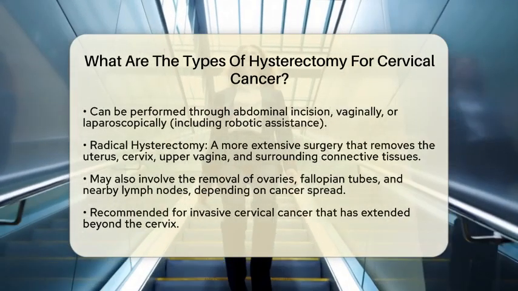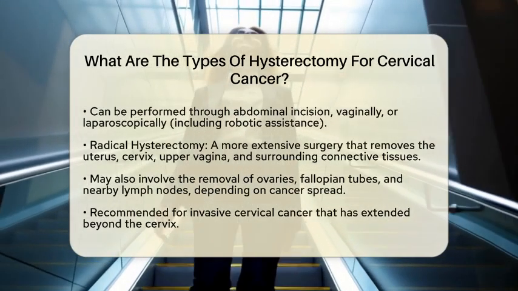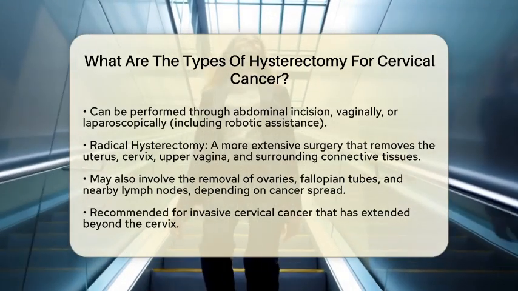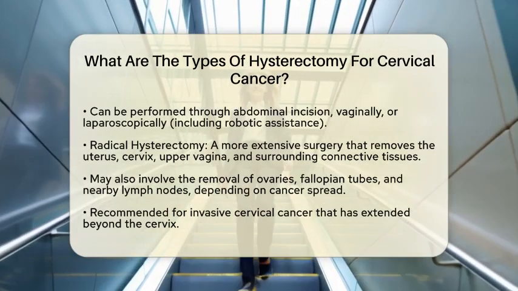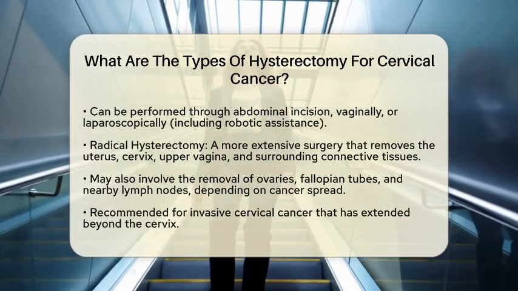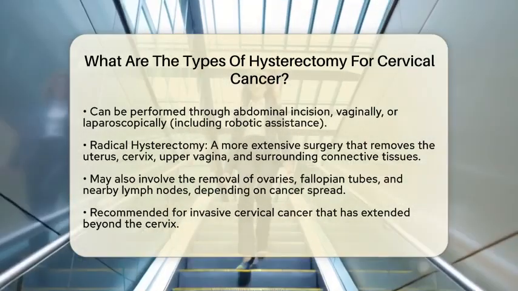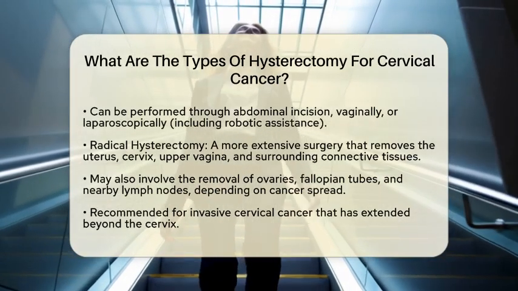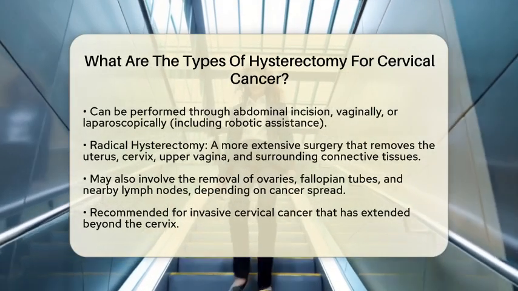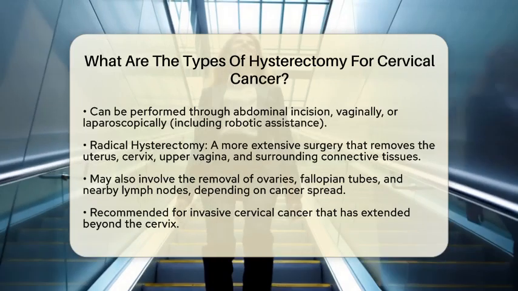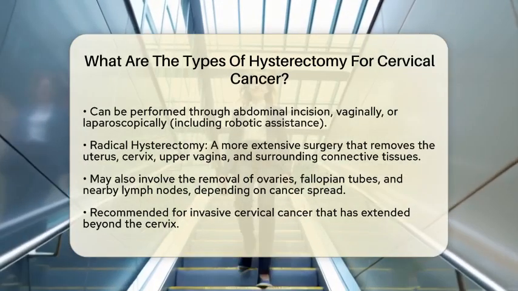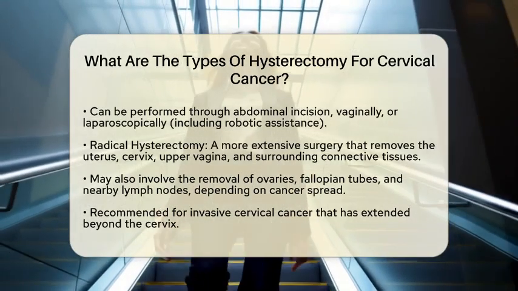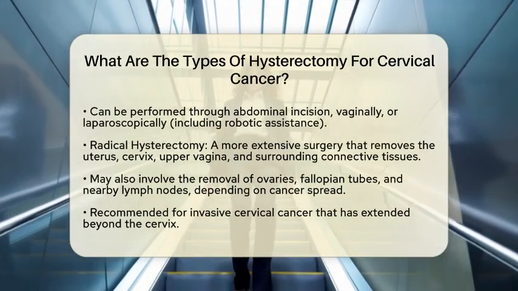This is a more extensive surgery that removes the uterus, cervix, the upper part of the vagina, and the surrounding connective tissues. Depending on how far the cancer has spread, the ovaries, fallopian tubes, and nearby lymph nodes may also be removed. This type of hysterectomy is typically recommended for invasive cervical cancer that has extended beyond the cervix but has not spread widely. The goal here is to remove all cancerous tissue and minimize the risk of recurrence.